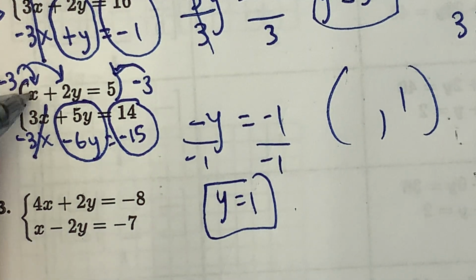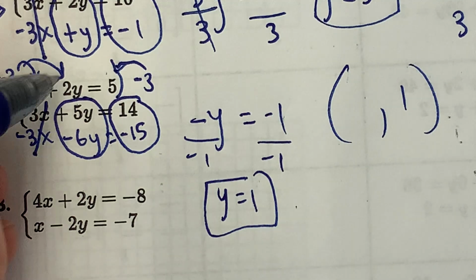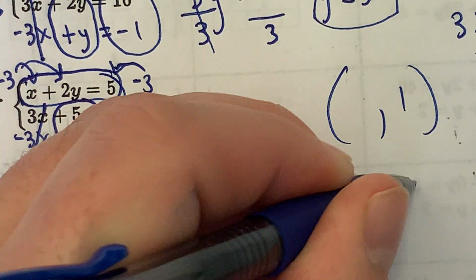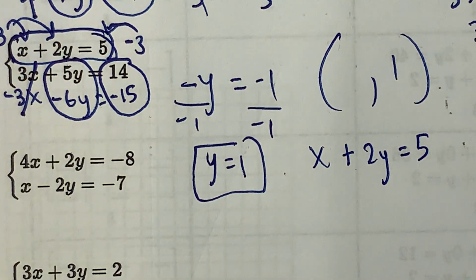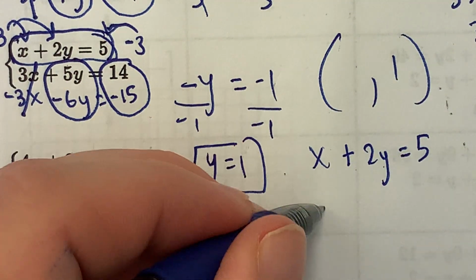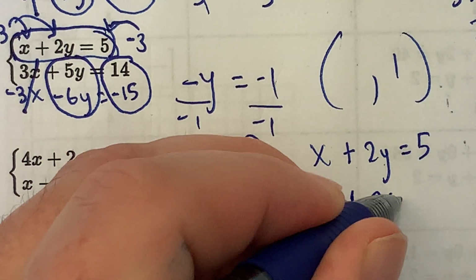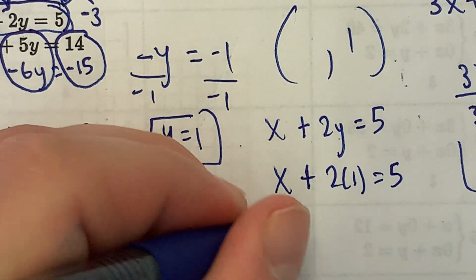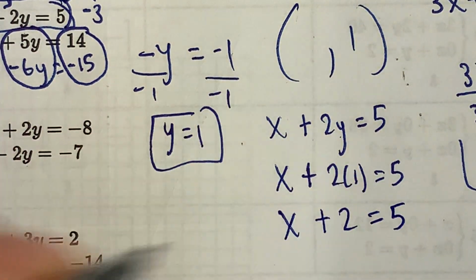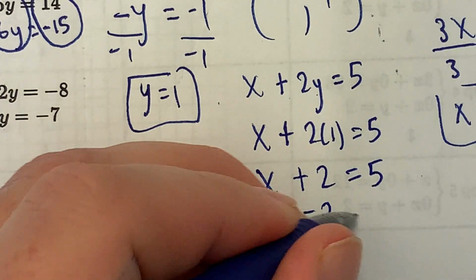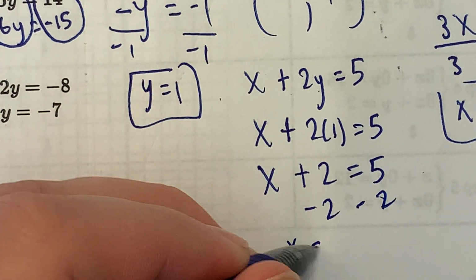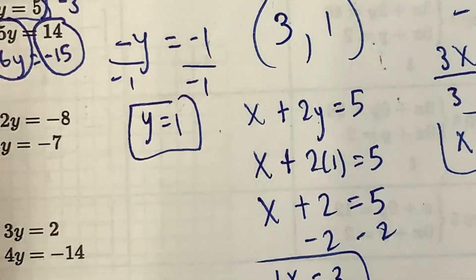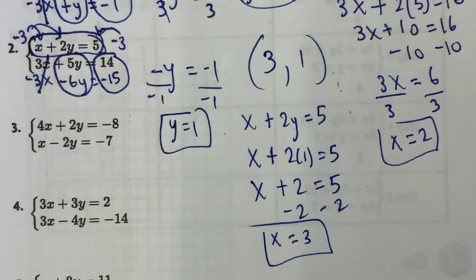So I'm going to use the top. See that top equation? It says x plus 2y equals 5. And I'm going to throw the 1 right there. X plus 2 times 1 equals 5. 2 times 1 is 2. So x plus 2 equals 5. Subtract 2 on both sides. And the answer is x equals 3. So you go back up, you throw the 3 in there, and I have my solution.